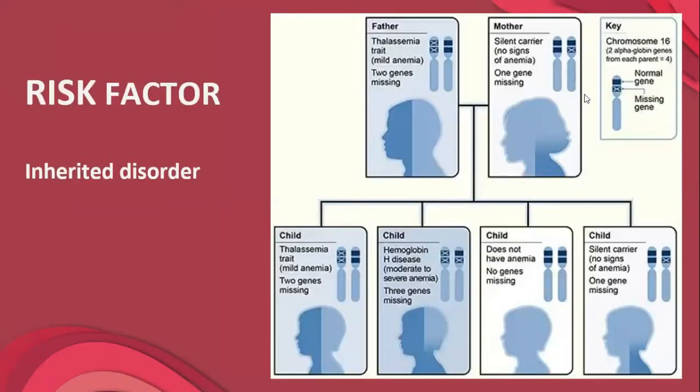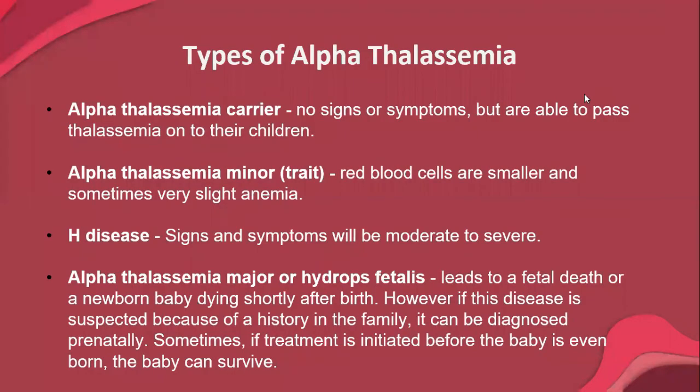The only risk factor for thalassemia is a family history of the disorder, but the parent has only two or down the chain. That would be the same for beta.